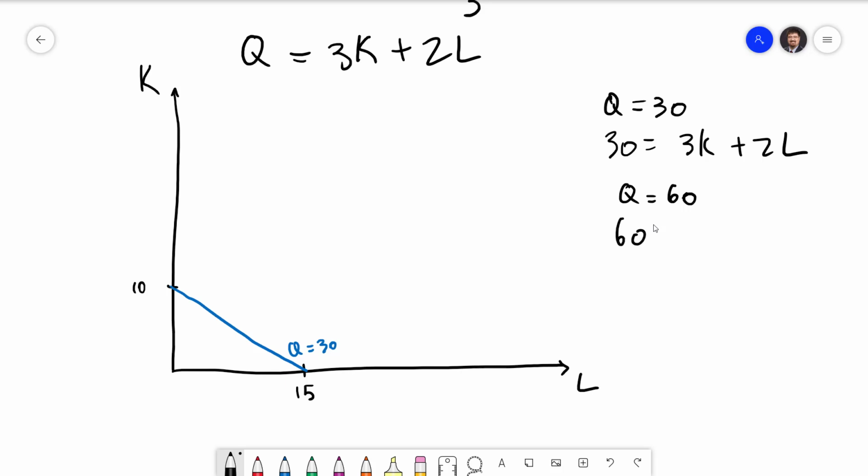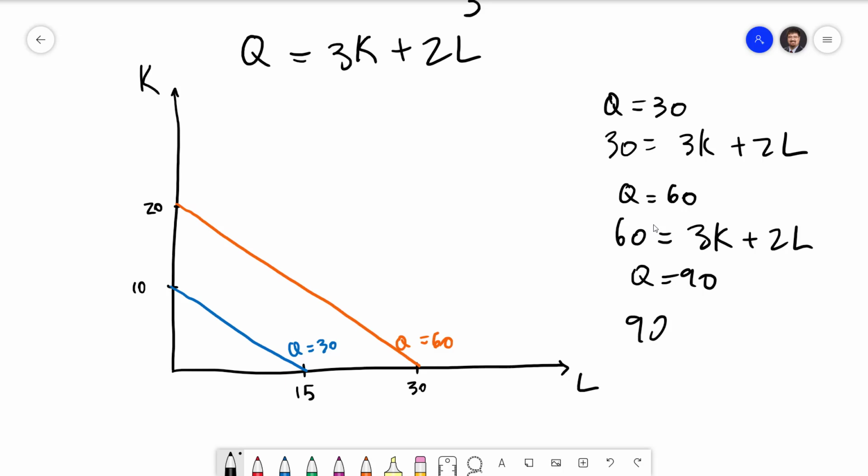Our equation will be 60 equals 3K plus 2L. We can do the same thing here and figure out that our K-intercept would have to be 20, and our L-intercept would have to be 30 this time. We can draw in this isoquant for Q equals 60. We'll do one more for Q equals 90. Here the K-intercept is going to be 30, and the L-intercept is going to be 45. And we can go ahead and draw that in.